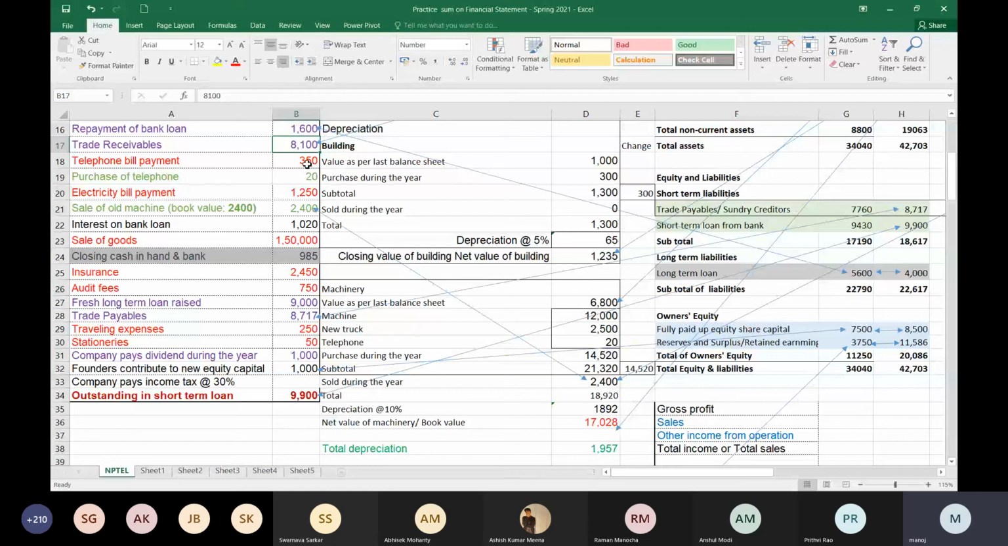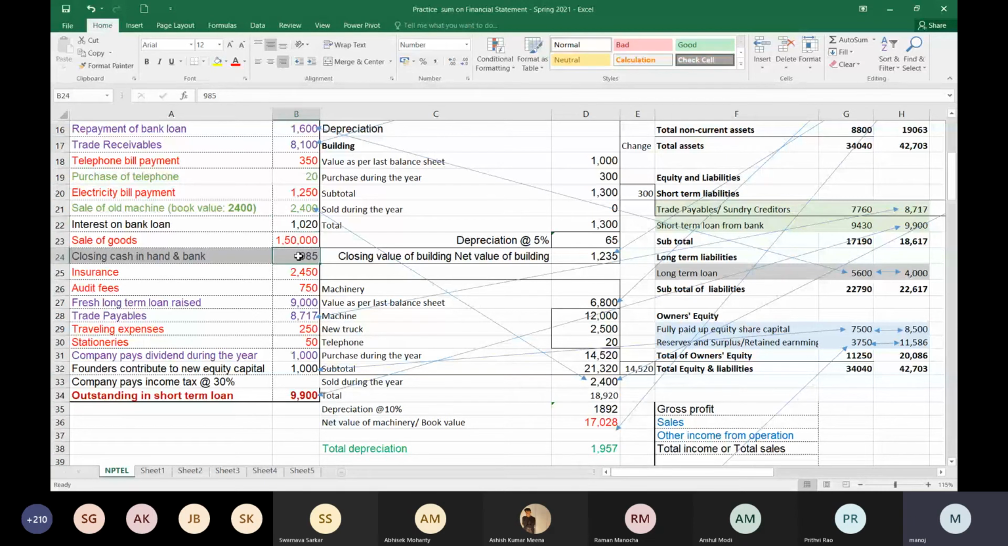Telephone bill payment is an operating expense. Electricity bill payment, operating expense. Purchase of telephone remains with you for more than a year. So this is a fixed asset or a long-term asset. Interest on bank loan is not fixed asset, but this is deducted after estimating operating profit. That is why this is not part of operating expense.